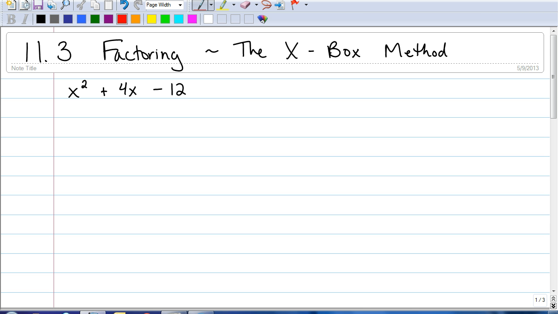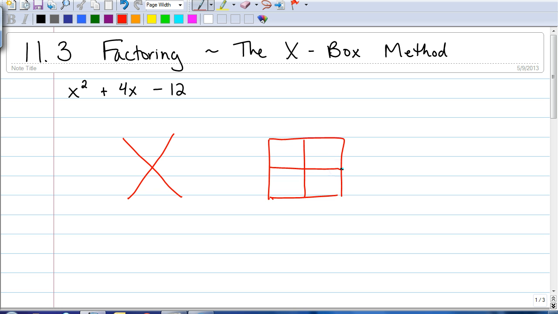Okay, so let's say we have a situation like this, x squared plus 4x minus 12. We use this Xbox method anytime we have three terms. And the way we set this up is we start by drawing an X and a box. And the box is going to be a 2x2 grid.